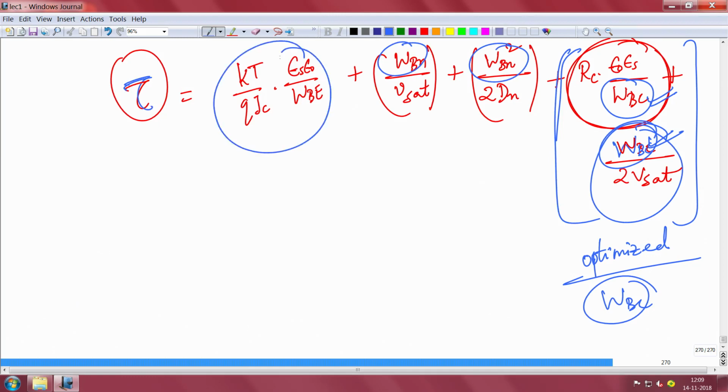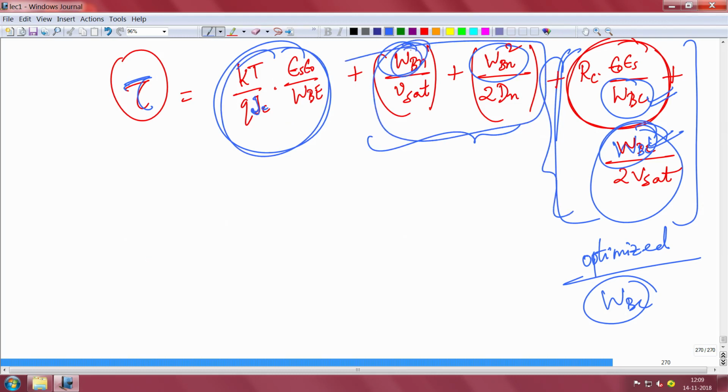And this delay does not matter in many cases, but it can also matter. By increasing the JC very large, you can reduce the delay substantially, in which case only these delays will matter. These delays will basically come down if your base is thin, so that WBN is small. This delay will come down with an optimized approach, because it is like k by x plus x by m, this kind of an expression.